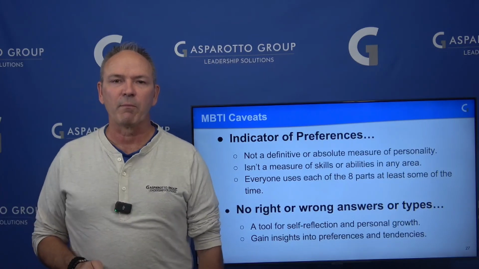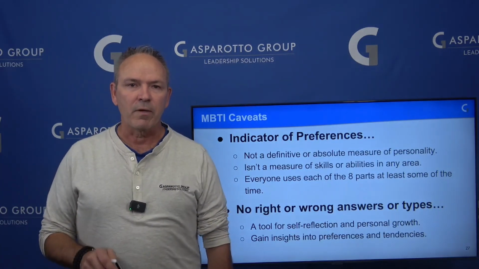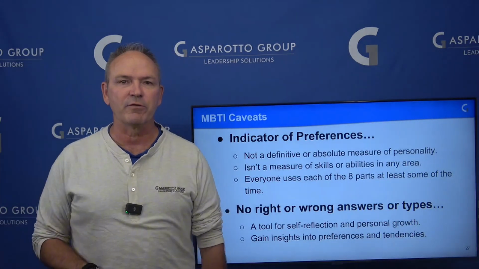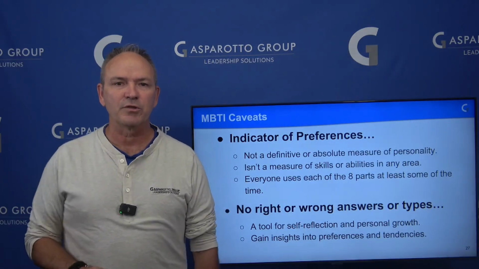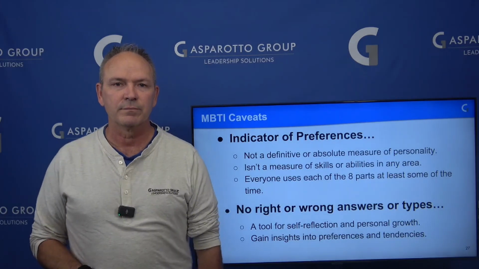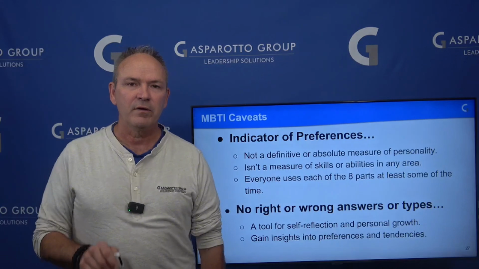Some key points to remember about the MBTI are: it's about preferences. The MBTI identifies your natural inclinations, not a rigid definition of your personality. It's not a skill assessment. Everyone uses all 8 preferences to some degree, depending on the situation. And there are no good or bad types. It's about understanding your unique preferences.